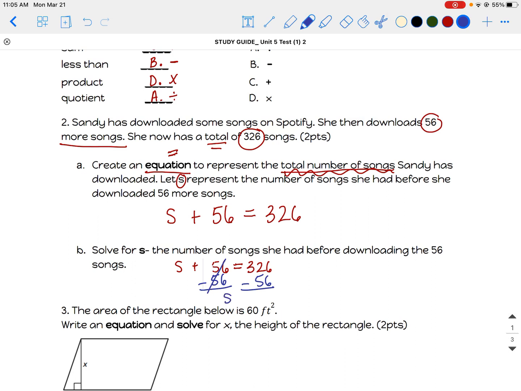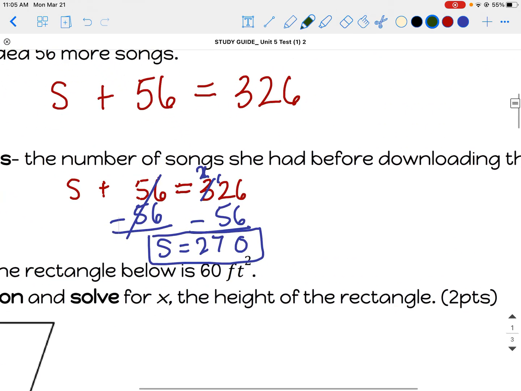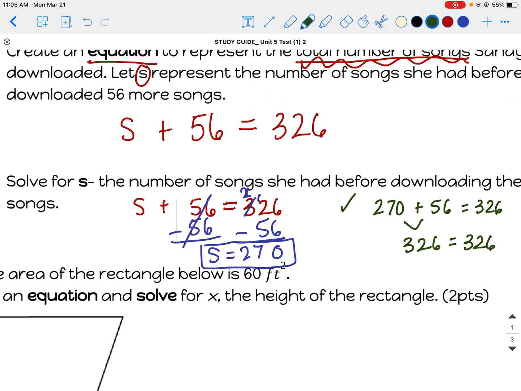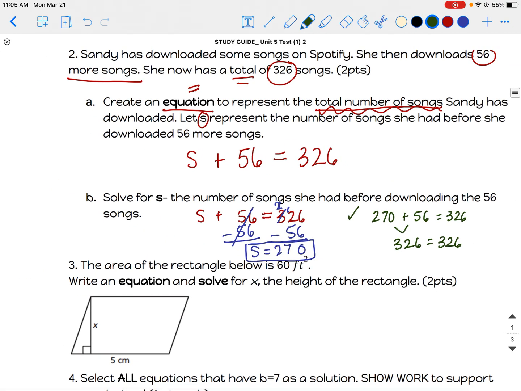And when we do that math, we're going to get S equals 270. Now we should plug it in to make sure it's true. 270 plus 56 equals 326. And this will just confirm that we're on the right track, which it does. So that is how we do number 2.